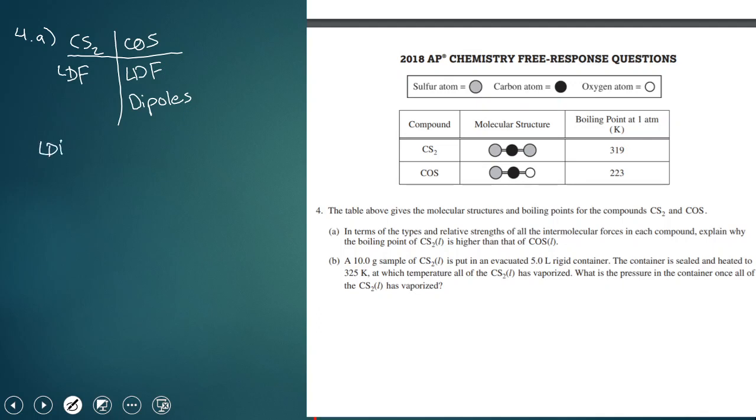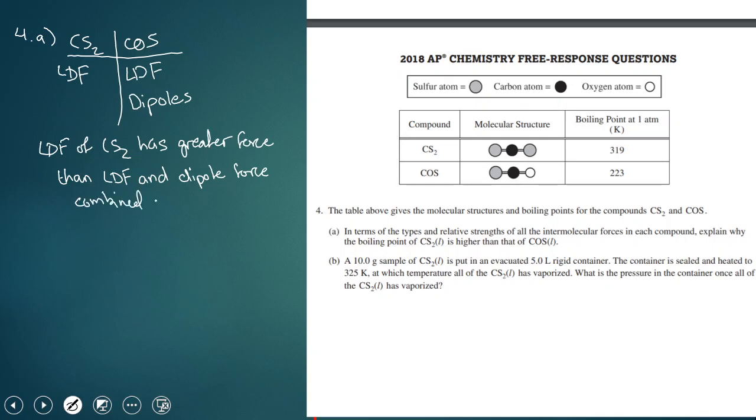So LDF of CS2 has greater force than LDF and dipole force combined of COS. So this is a question that very commonly comes up, is that you have a compound that has more intermolecular forces but has a lower boiling point.